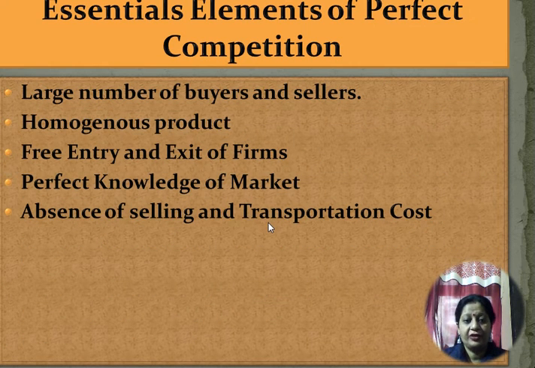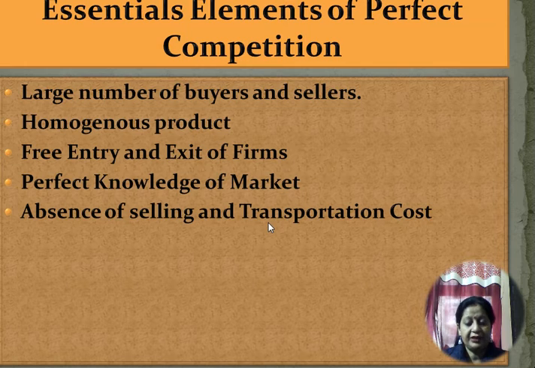Essential elements of perfect competition. Now, what makes the market a perfect market? There are a large number of buyers and sellers, and a homogeneous product, that means every seller is selling the same product, with no product differentiation. Free entry and exit of firms, that means any seller is free to sell the commodity in the market and any seller can go out of the market.